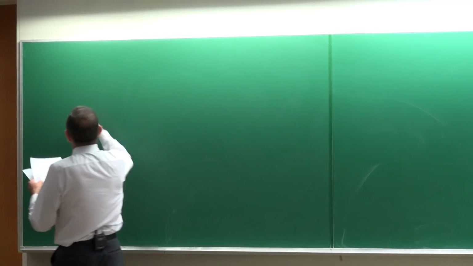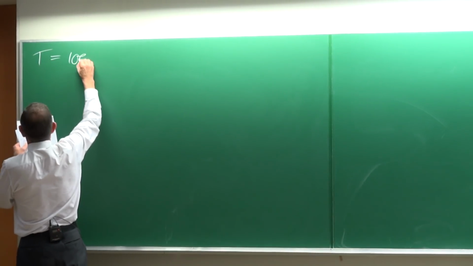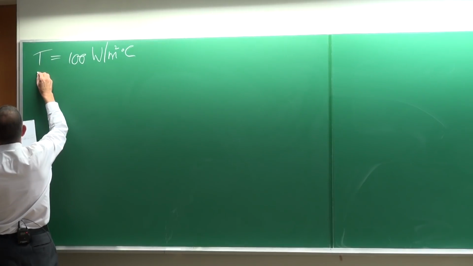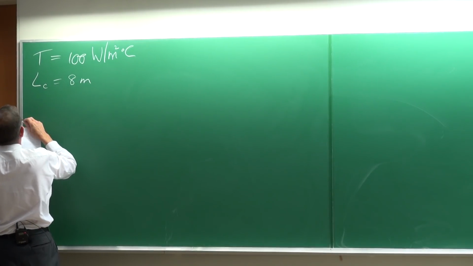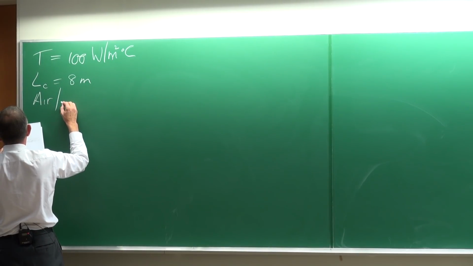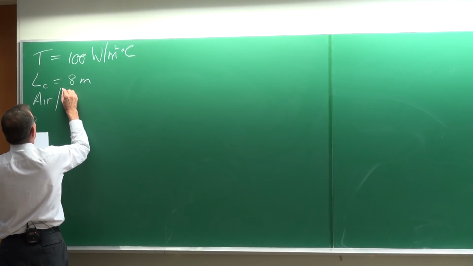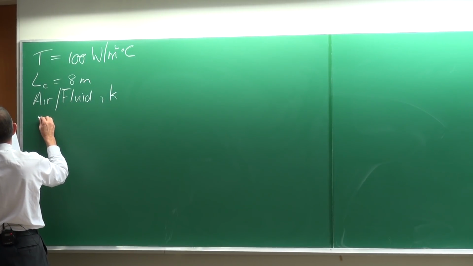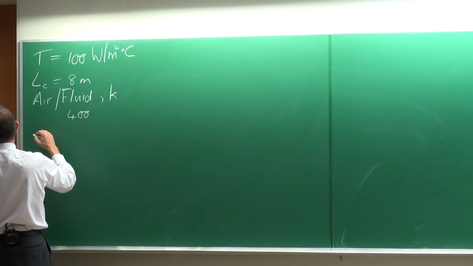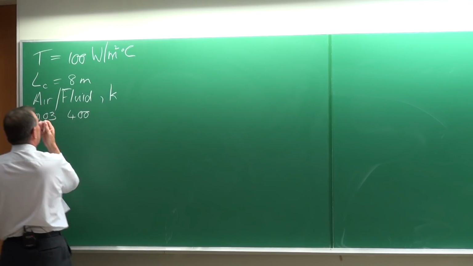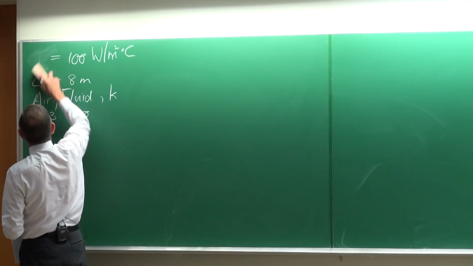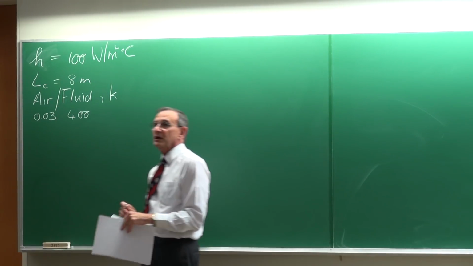I referred to that I gave a few values, and I think I wrote the temperature is equal to 100 watts per square meter degree Celsius, and the characteristic length was 8 meter, and then we looked at air as well as another type of fluid with K values which were in the order of magnitude of 400 was the one, and the other one was 0.03, the K values. This was, of course, a writing error. This shouldn't be the temperature, it should have been the heat transfer coefficient, but I hope you could figure it out.